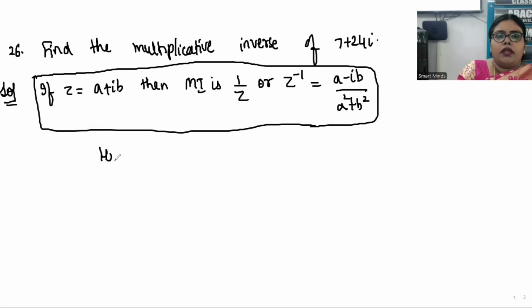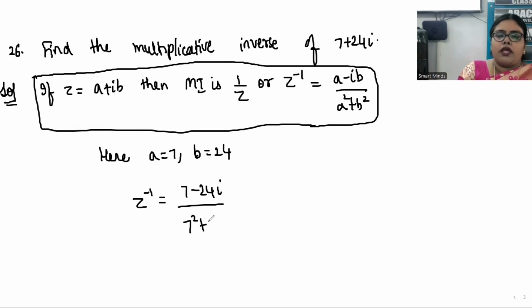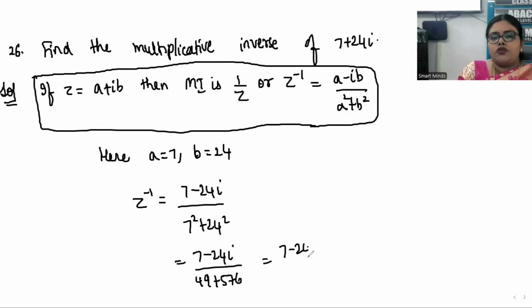So here, in the place of a, you take 7. In the place of b, you take 24. So that is equal to 7 minus 24i by 7 square plus 24 square. That is 7 minus 24i by 49 plus 576. That is 7 minus 24i by 625.